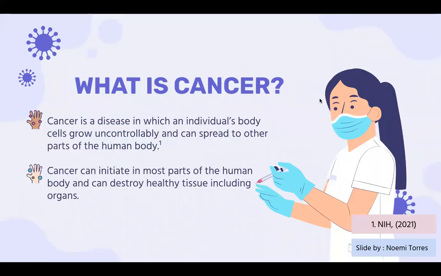Cancer disease. What is cancer? Cancer is a disease in which an individual's body cells grow uncontrollably and can spread to other parts of the human body. Cancer can initiate in most parts of the human body and can destroy healthy tissues, including organs.